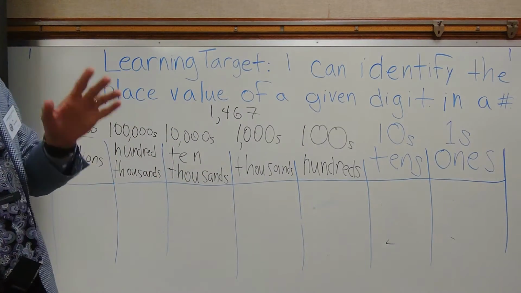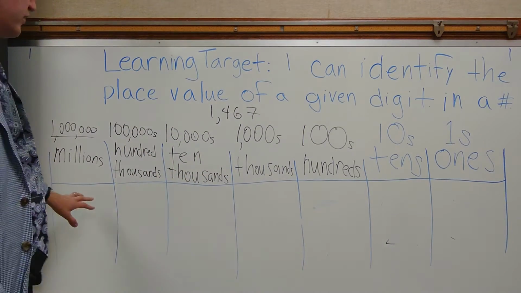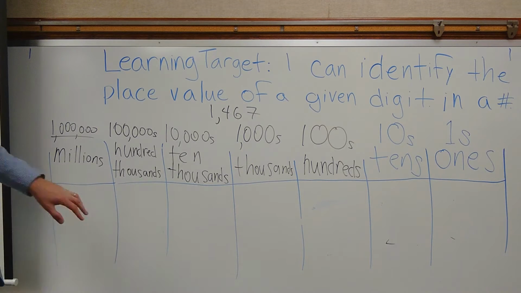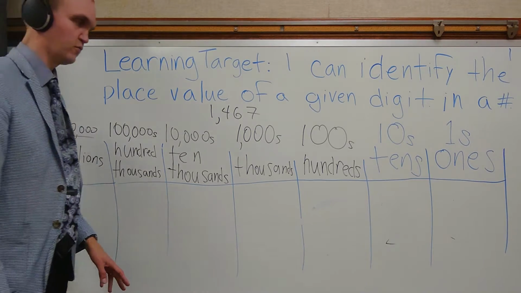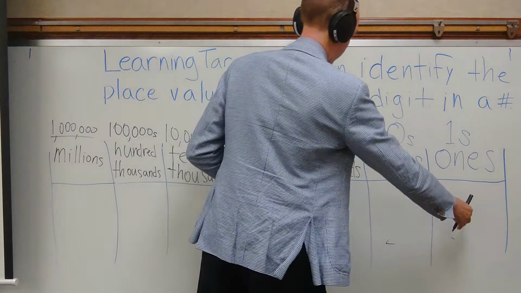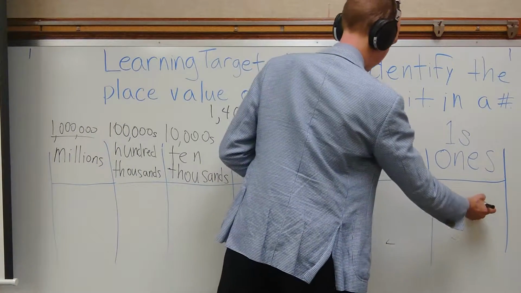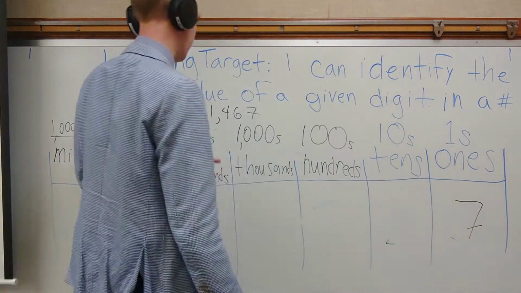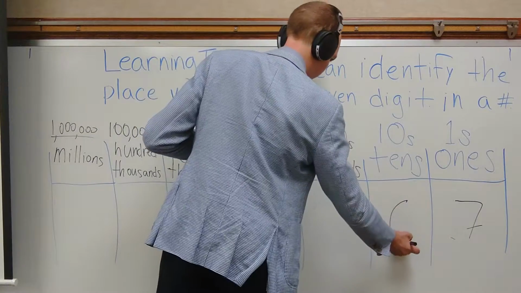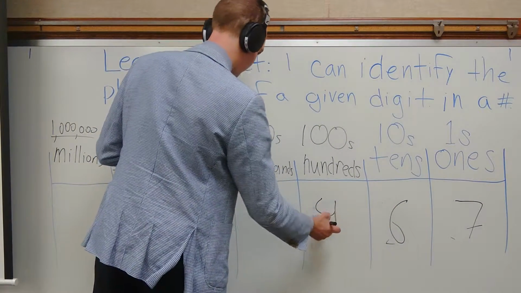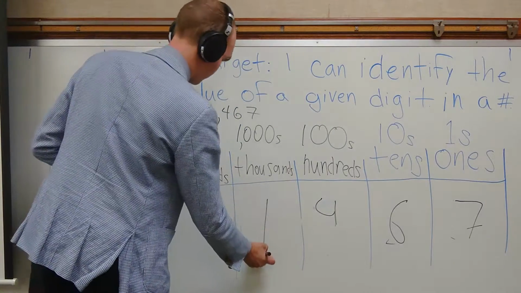Careful. When we fill in the place value chart, we never start on the left. We don't want to start in the millions place. We want to make sure that our place value works from the right to the left. So I'm going to take the rightmost number, 7, and put it in my ones place. There's 7 ones in this number. 6 goes in the tens place. It's next. 4 goes in the hundreds place. And 1 goes in the thousands place.